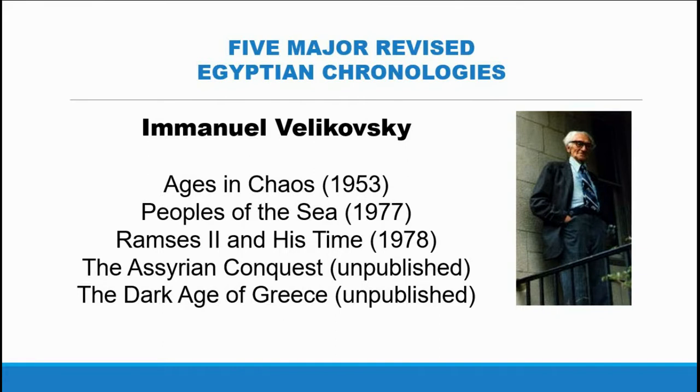The remaining book in his reconstruction of Egypt's timeline was Peoples of the Sea, published in 1977, which placed Ramses III around 800 years later than conventional chronology places him. Now, there was also one other very important chronological work that Velikovsky produced, and that was his unpublished manuscript, The Dark Age of Greece.